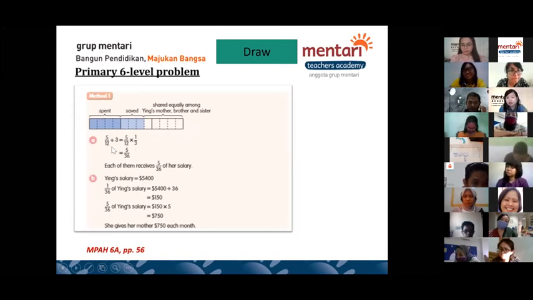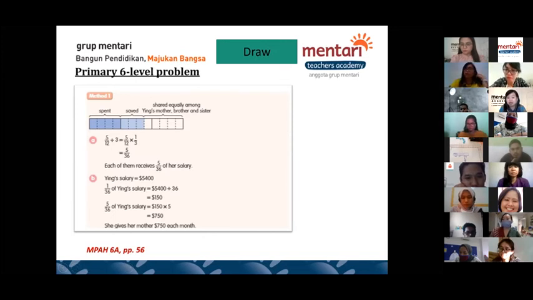And here, 5/12 divided by 3 equals 5/36. So each of the mother, brother, and sister receives 5/36 of her salary. And you can do again finding 1 unit and then find 5 units out of 36 equal units. So she gives her mother 750 each month.